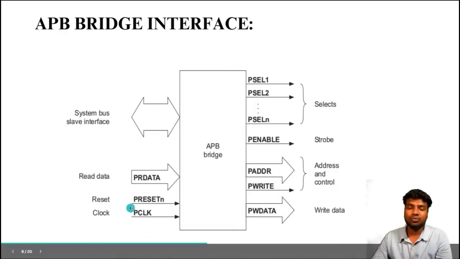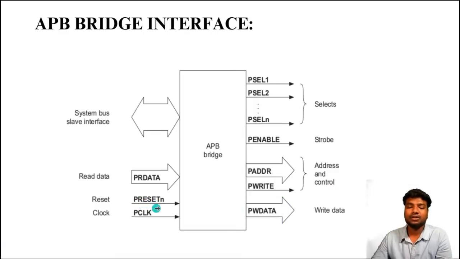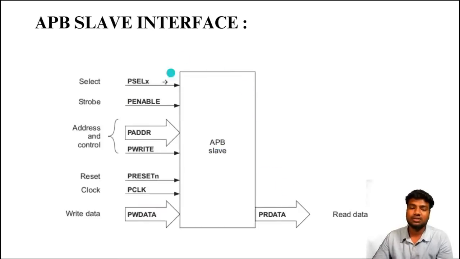And then what is that particular data? It is PWDATA. And then my inputs are PRESET and PCLK. And then the system bus slave interface. And then PRDATA is received from the slave. I will show you in an upcoming slide. Here you can see this is a slave.